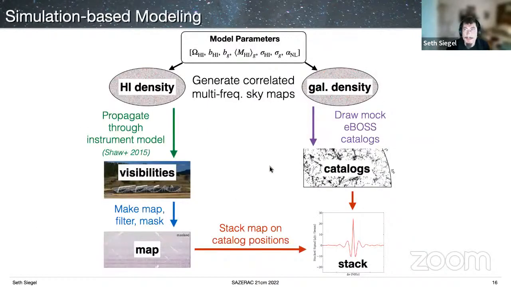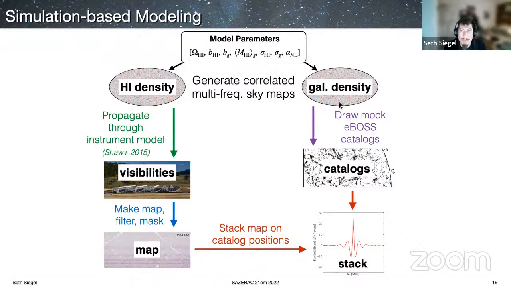In order to interpret the measurement, we've taken a simulation-based forward modeling approach. So for a given set of model parameters, we generate a realization of large-scale structure, and from that construct correlated fields for the hydrogen density and tracer density. We propagate the resulting 21 centimeter realization through a model for the CHIME transfer function, all the way to visibility time streams, using the M-mode formalism outlined in Shaw et al. 2015. We then apply the same map making, filtering, and masking to the simulation.